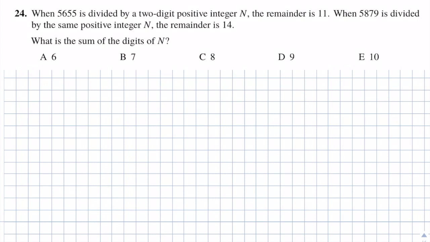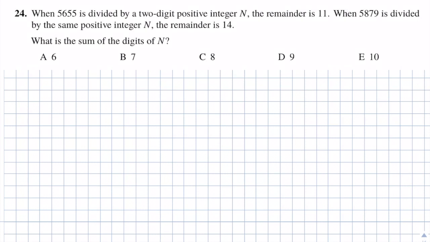Question 24. When 5,655 is divided by a 2-digit positive integer n, the remainder is 11. When 5,879 is divided by the same positive integer n, the remainder is 14. What is the sum of the digits of n? We've got answers as A is 6, B is 7, C is 8, D is 9, or E is 10.